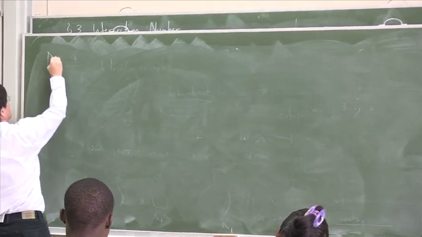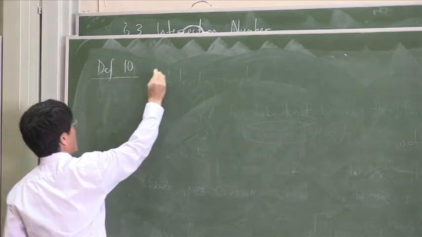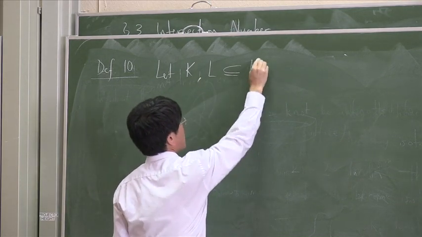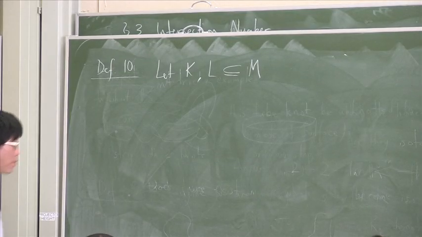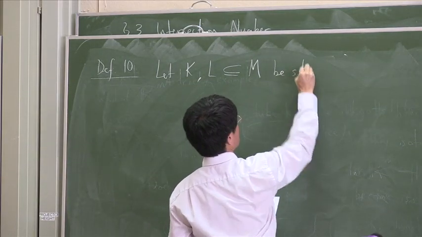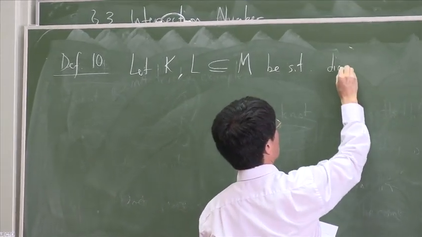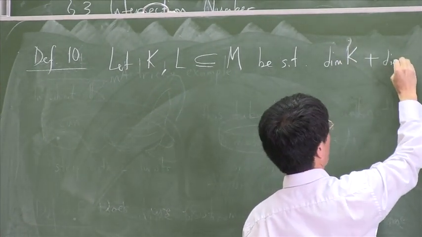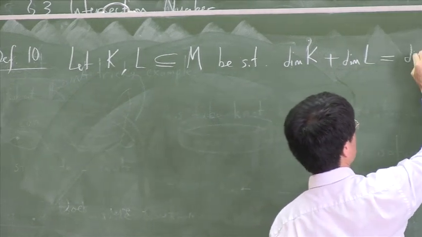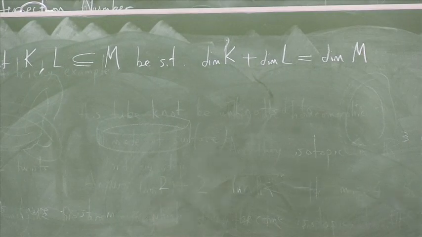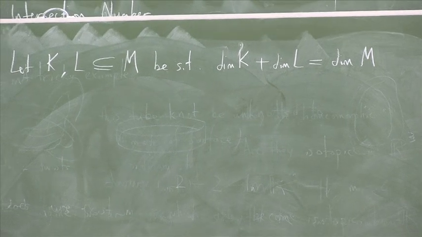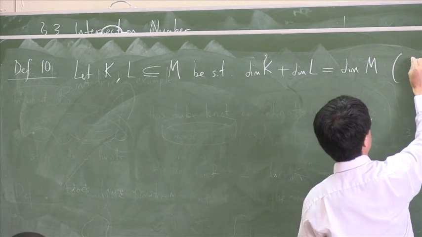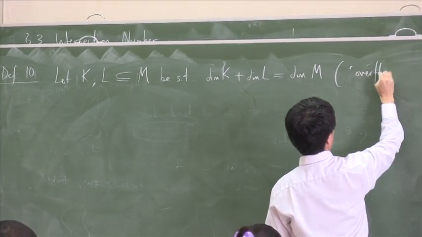Precise definition. Let's say that you have two submanifolds, K and L, inside an ambient manifold M, such that they have exactly the right overflow, so they intersect in points. The overflow was dimension K plus dimension L minus dimension M, as you recall. But the equal, in other words, the overflow is exactly zero.